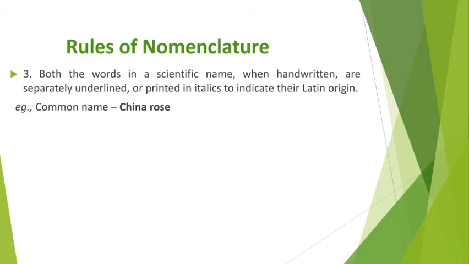So my dear student, now let us take an example. The common name is China rose. Everybody has heard about the China rose. Now let us see what is the scientific name of China rose. Hibiscus rosa-sinensis. Here it is two terms. Hibiscus is the genus and rosa-sinensis is a single term. Rosa-sinensis is the specific name.